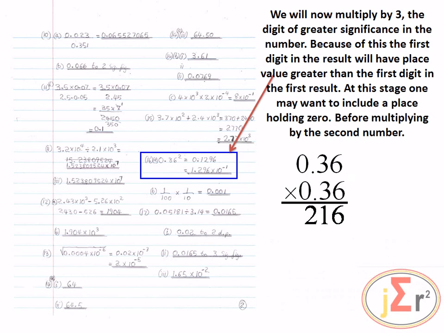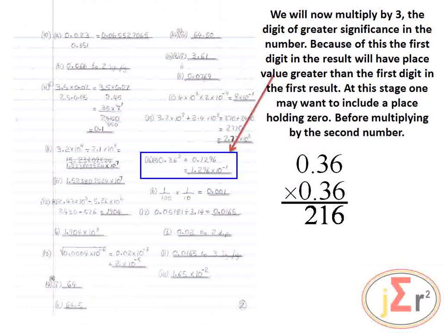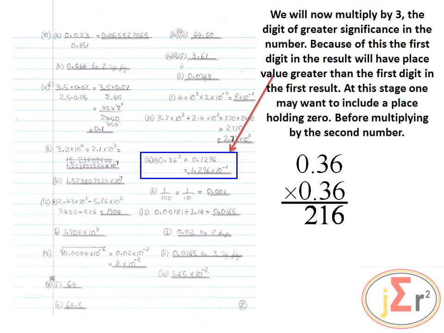We will now multiply by 3, the digit of greater significance in the number. So 3 is the digit of greater significance in the number, and that is the one that we are multiplying by now. Because of this, the first digit in the result will have place value greater than the first digit in the first result. At this stage, one may want to include a place holding 0 before multiplying the second number.